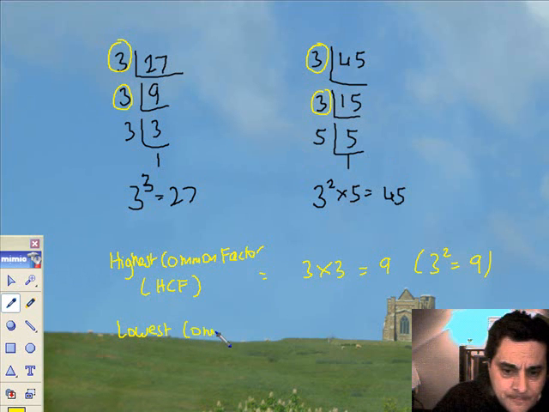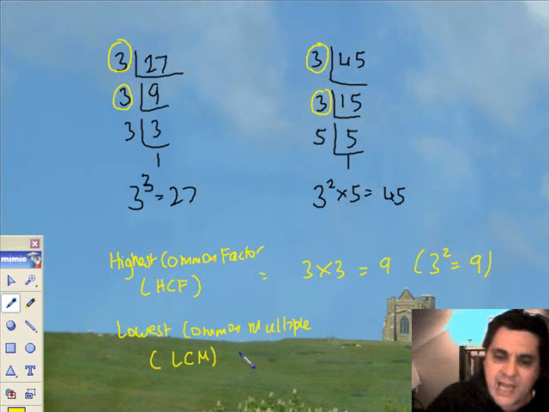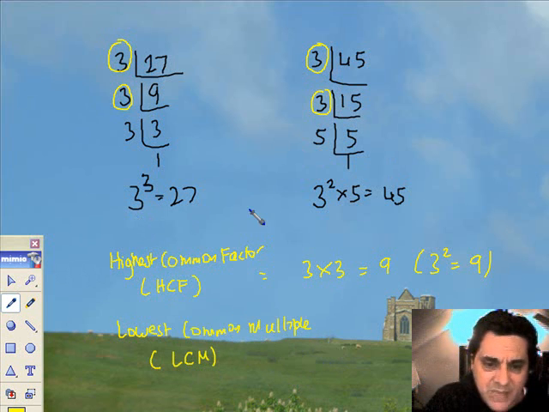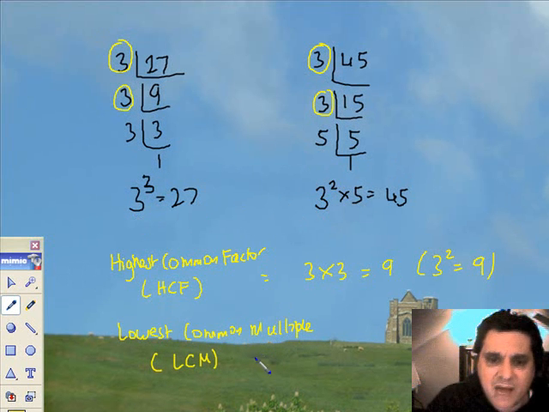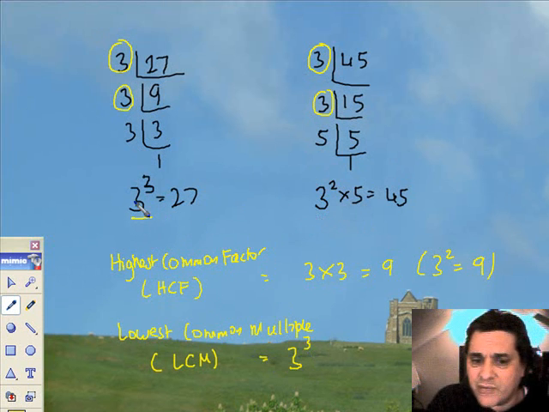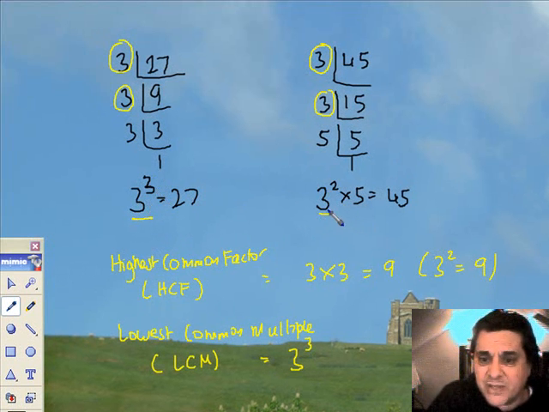The lowest common multiple. In other words, LCM, or least common multiple. Now here we take each base number, each factor, and we take the highest power. So here 3 to the power of 3 beats 3 to the power of 2. So I definitely want 3 to the power of 3, and that takes care of that one. And certainly if 3 to the power of 3 is the highest power of 3, then 3 to the power of 2 will go into it nicely.